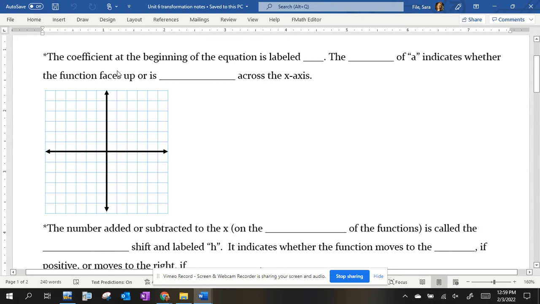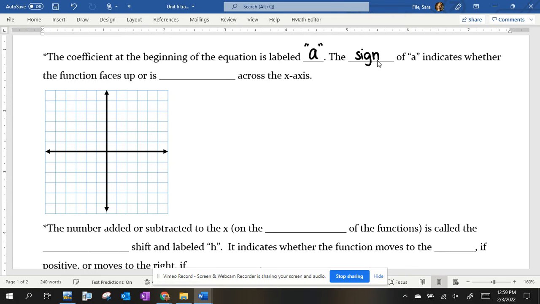All right, so your coefficient at the beginning of the equation, we label that A. That's what's being multiplied outside the function. So it's affecting your y values. The sign of that A affects whether your function is facing up, or whatever direction the parent function goes, or if it's flipped over the x-axis, if it is reflected.